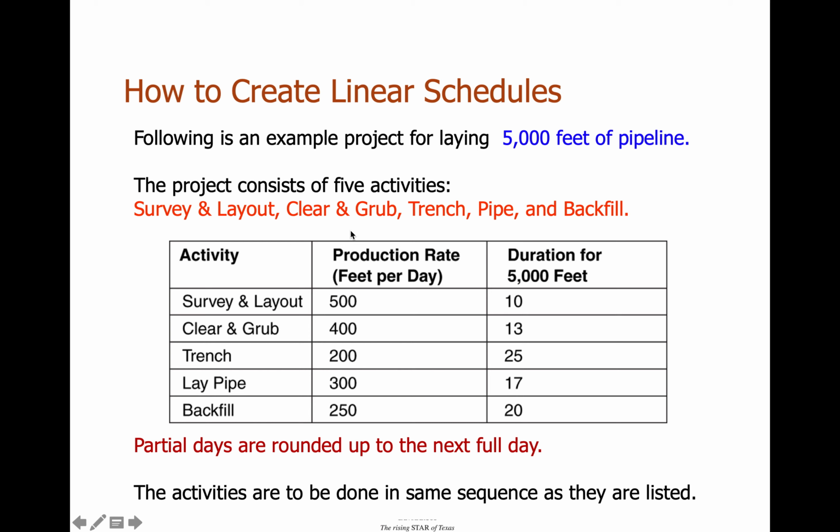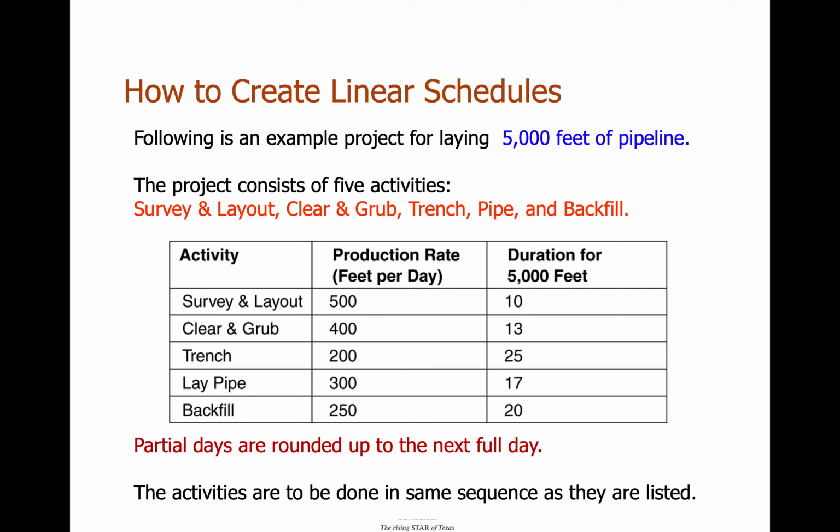So here they are relisted in this table in the order: survey and layout, clear grub, trench, lay pipe, backfill. I've already given you the production rate. And again, just like with the CPM type schedules, if you don't know this, you can refer back to the other lecture to figure these things out. You could use a manual. You could talk to existing people who have done this before and estimate these numbers. So I've given to you these already: 500 feet per day, 400, 200, 300, and 250 respectively.